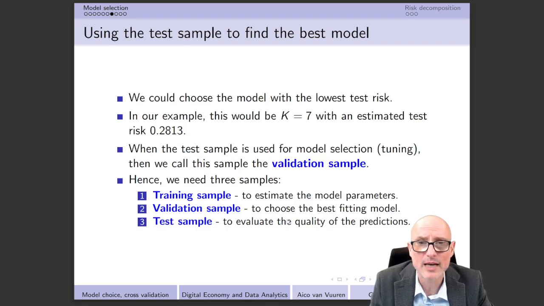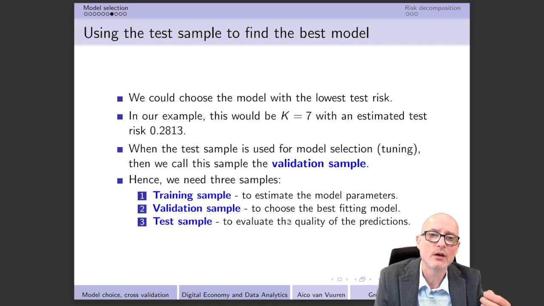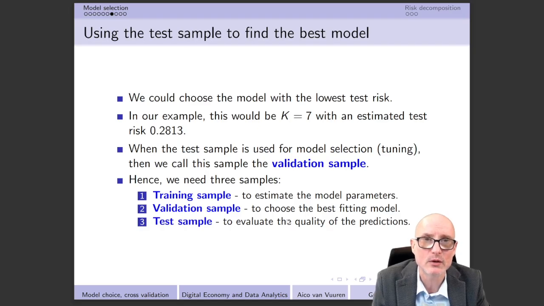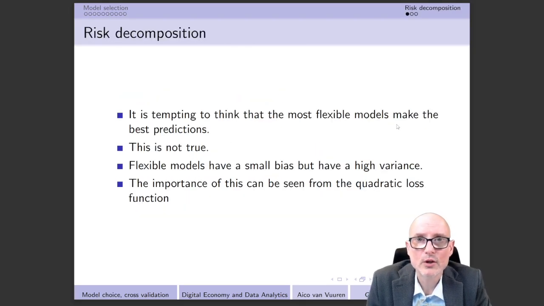So the test sample is only to find out how well we are doing, and that can be used, for example, when we compare different methods with each other, because K nearest neighbors is of course not the only method that we can use. In this particular situation we could also have used ordinary least squares or other regression methods that we are going to discuss in the next videos. So we would like to make comparisons, and for that we are going to use the test sample.